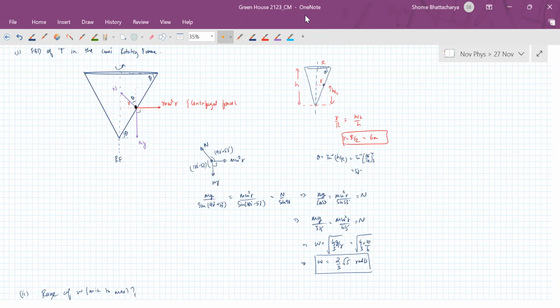Sir, can the minimum value of omega be lower than this? Like if friction starts acting up the inclined plane, if we lower omega.